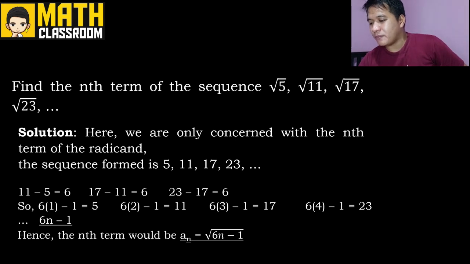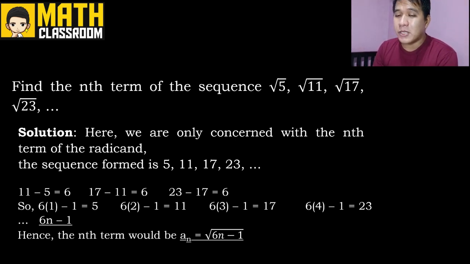And if you're going to check, 6 times 2 is 12, minus 1, 11. That's the second. For the third, you have 6 times 3 is 18, minus 1, 17. For the fourth term, you have 6 times 4 is 24, minus 1 is equal to 23. That's your fourth term. So now, ibabalik na lang natin yung radical sign. So our nth term or the general rule is a sub n is equal to square root of 6n minus 1.